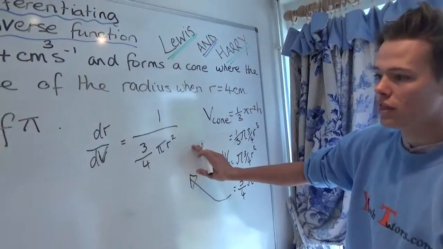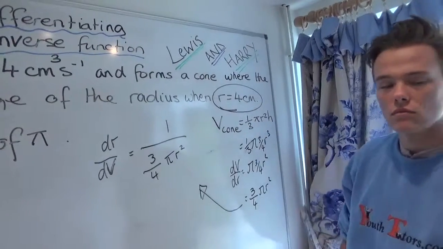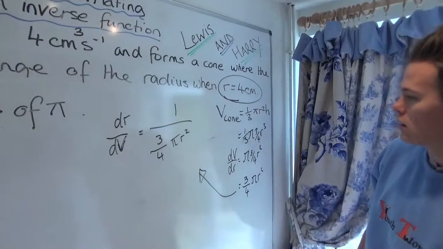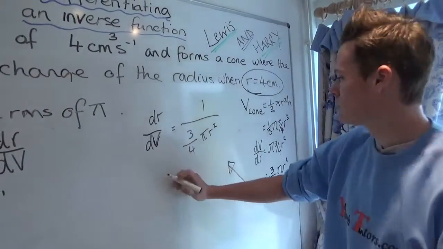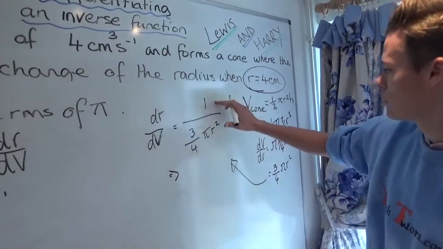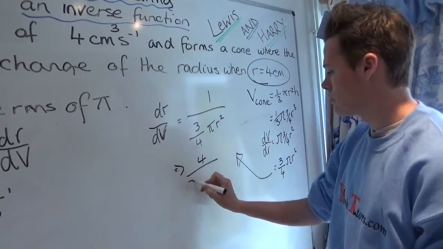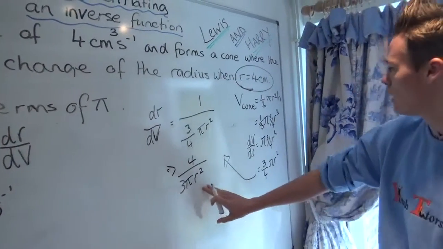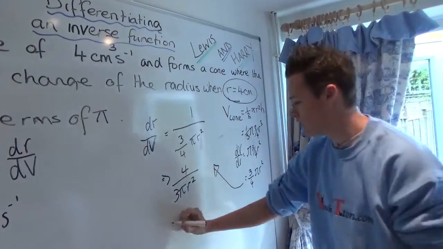Can we just flip it so we get an expression without the 1 over, please, Lewis? So it becomes 4 over 3 pi r squared. And then now we can put in that we know r is equal to 4 centimeters.